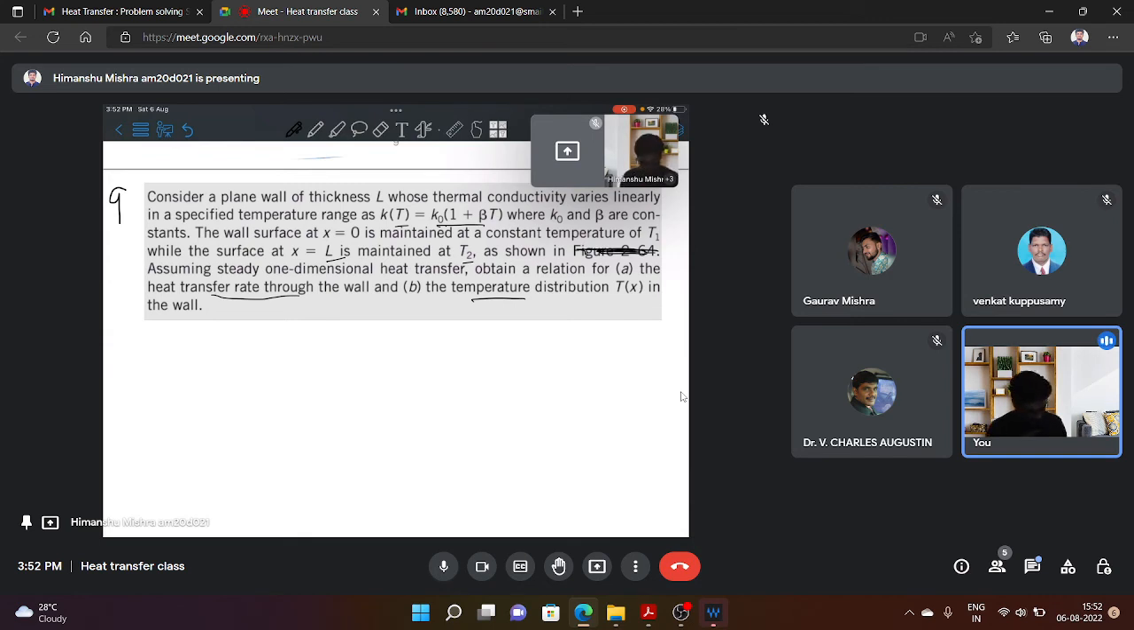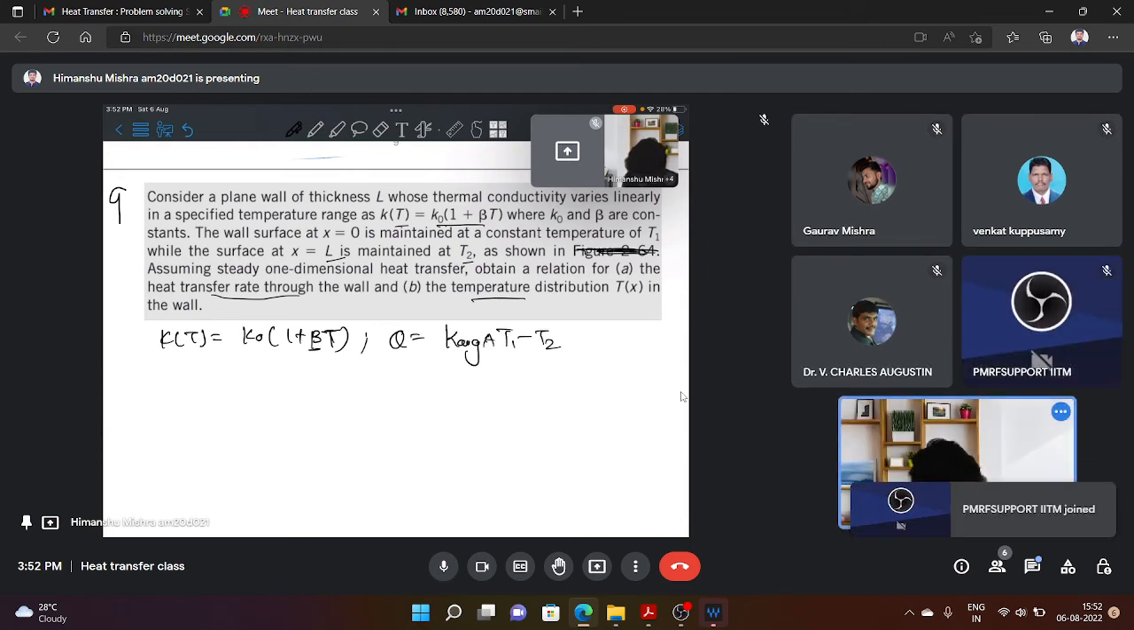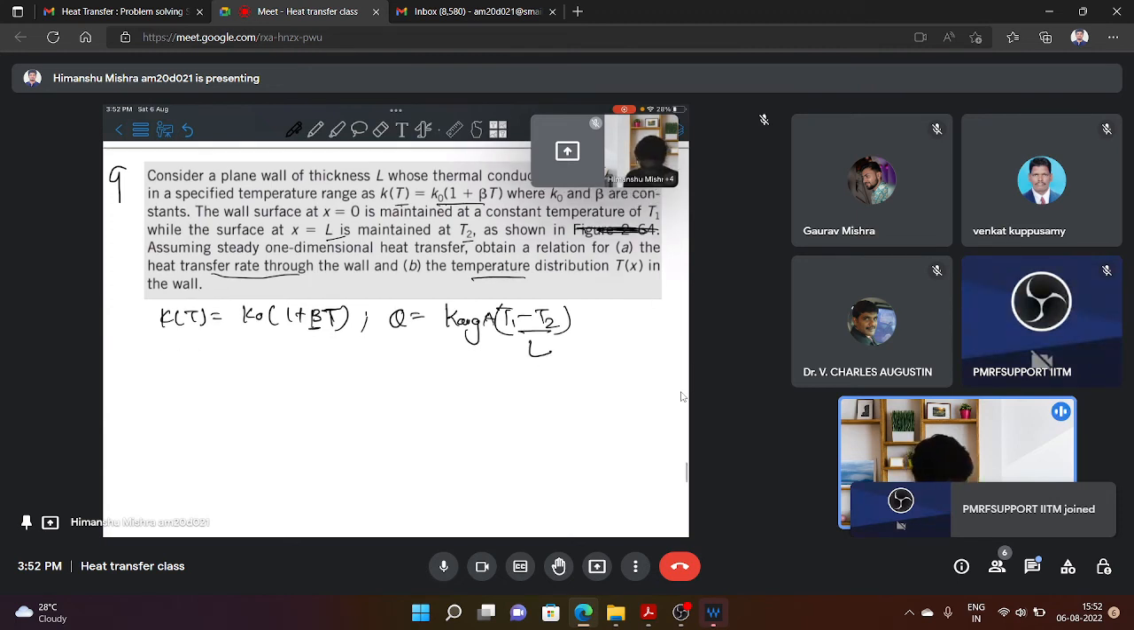So we have a plane wall and the thermal conductivity is varying according to the relation K0 (1 plus beta T). Here beta is a constant. There is no heat generation and the heat transfer is steady. So we can just use Fourier's law to evaluate the heat transfer rate. So this will be the heat transfer rate. Now we need to evaluate this K average.